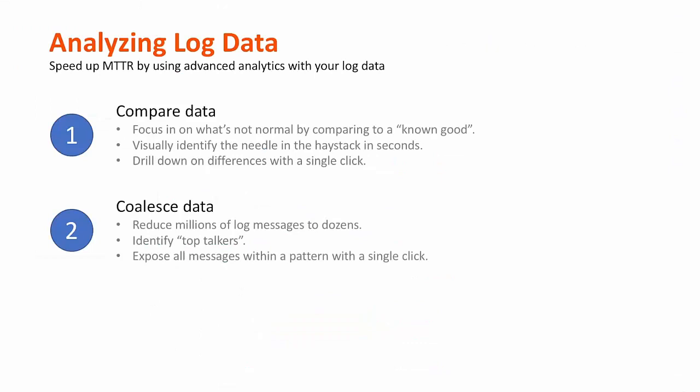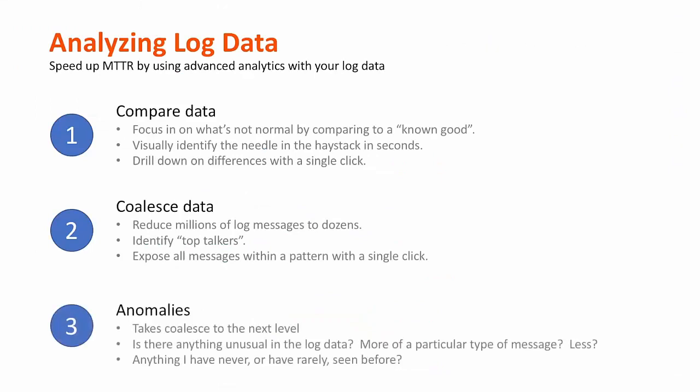Let's take a look at the last analysis option, and that is looking for anomalies. This actually takes coalescing to the next level. Basically, anomalies allows you to look at your data and say, what is normal given what has happened in the past? Is the volume in which I see those patterns being collected, is that volume normal? Is there more or less than is normal? And then a second thing that we look at in anomalies is rare events.